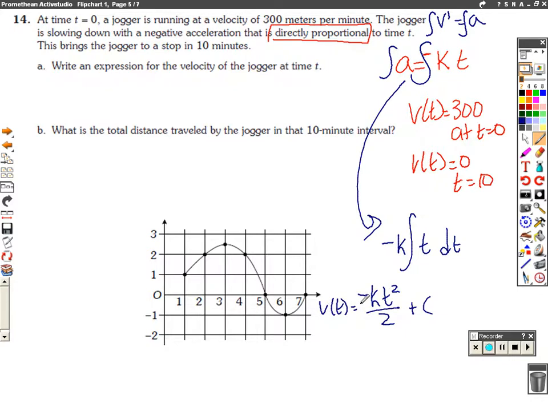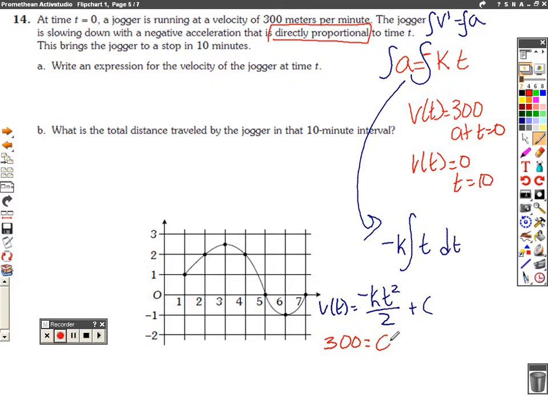Well, the great thing is we have two values for velocity. We know that when t is 0, velocity is 300. And we know that when t is 10, velocity is 0 because they've stopped. So we can put those two values in here to get an expression for the velocity and get rid of our two variables. So I'm going to plug in time t equals 0, and I know that my velocity is 300, so it's 300 when t is 0. That would be 0 right there, plus c. All right, that was easy.